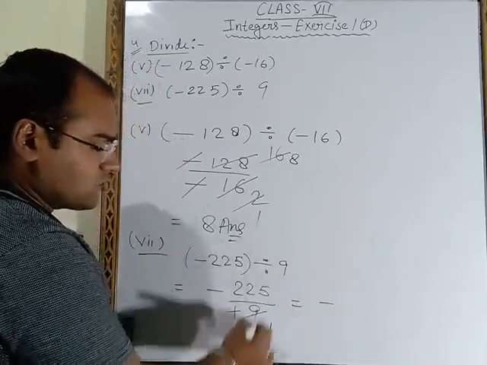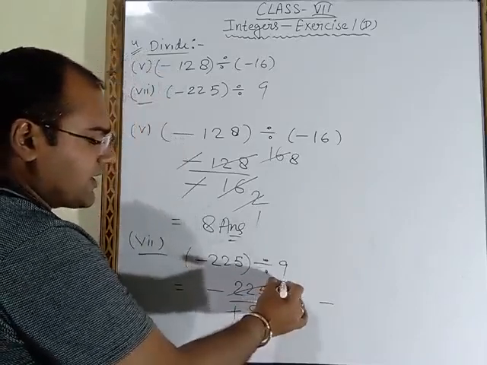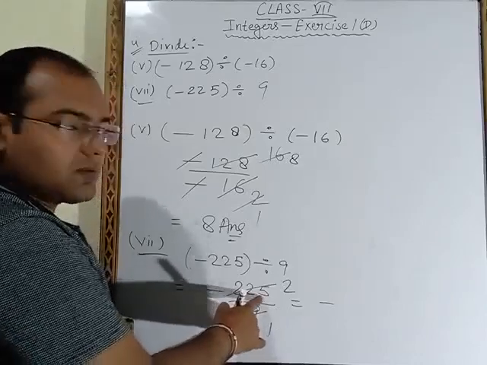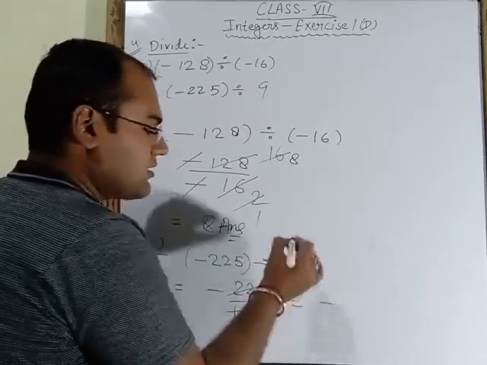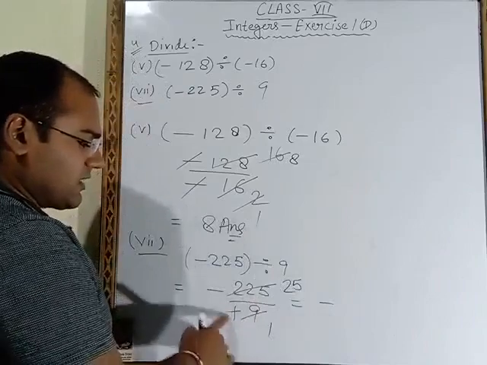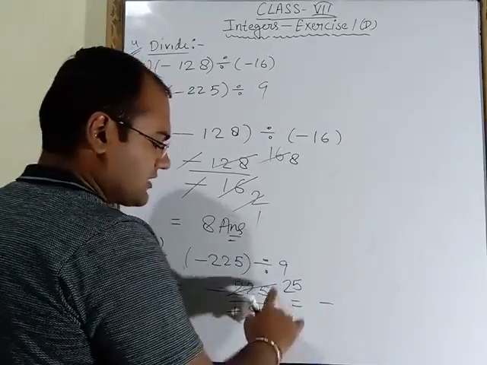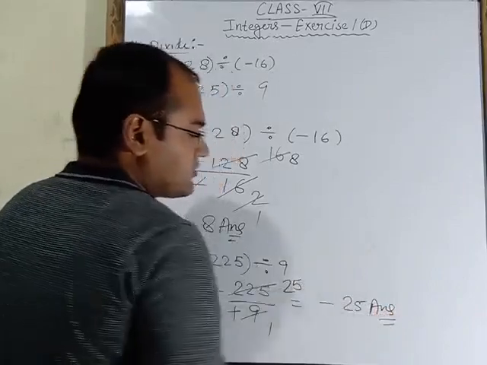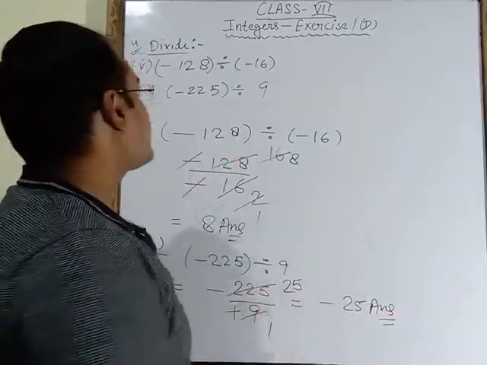Now we will cancel these two. 9 1s are 9. 9 2s are 18. Remainder 4. 4 and 5 will be 45. So 9 5s are 45. So the answer is plus minus minus. On cancelling these two we get the answer minus 25. So like this you have to do all the remaining parts of this question.